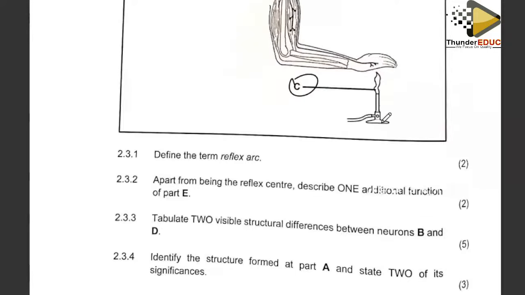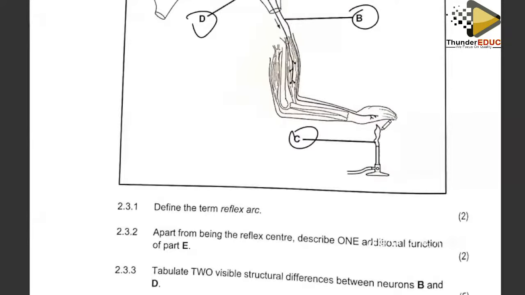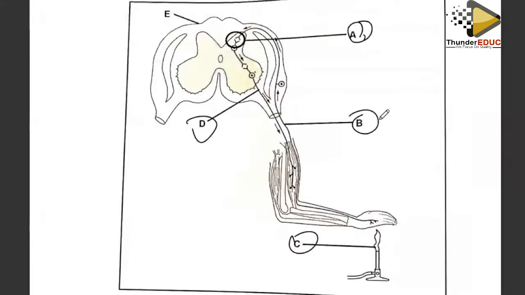Of part E, first of all, it transmits impulse from the receptor to the brain. Yes, you see? So it's not about, no, this one is not a reflex action. You understand? That's why I'm always asking you that whenever you define a reflex arc, it must be linked to the reflex action. Number two, it helps to coordinate muscle movement and balance. How does it do that? By transmitting the impulse between the brain and the body.